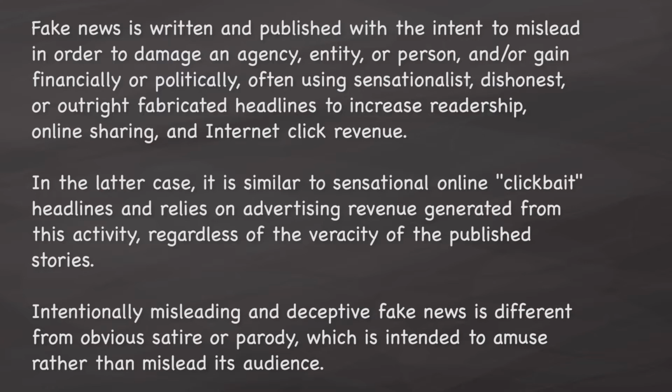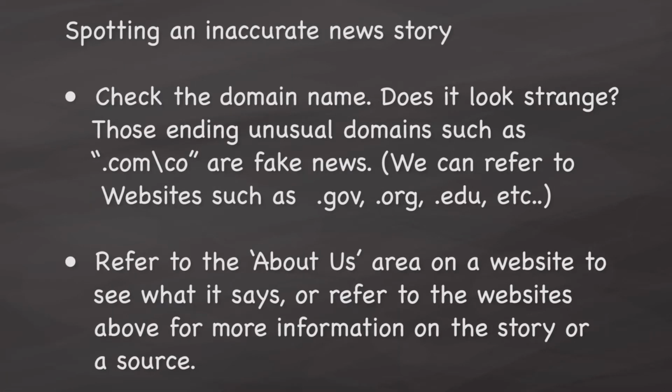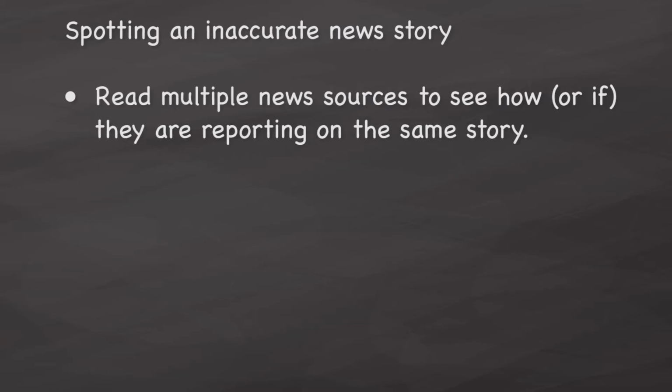Now, how do we avoid using clickbait or fake news in our research? The steps that you can take to spot fake news are as follows. Step 1. Check the domain name. Does it look strange? Those ending in unusual domains such as .com/co are typically inaccurate. We can refer to websites such as .gov, .org, .edu, etc. Step 2. Refer to the About Us area on a website to see what it says, or refer to the websites for more information on the same story. Step 3. Read multiple news stories to see how or if they are reporting on the same story.